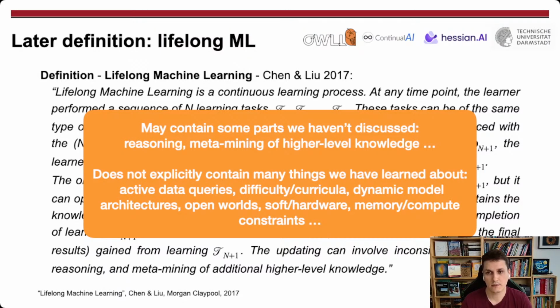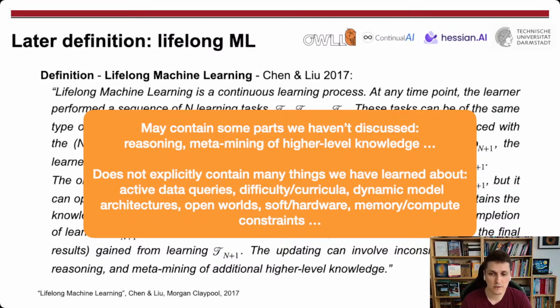And whereas this definition has in fact become longer and maybe slightly more comprehensive, circling back to my question of how useful it is to really pinpoint a precise definition of lifelong or continual learning, we really have to ask ourselves: is it possible to contain everything we've discussed in here? And is that something that we want in the sense of a frontier? This precise definition does contain some things we have not discussed yet, especially in the last sentence, like the updating can involve inconsistency checking, reasoning, and meta mining of additional higher level knowledge, which is something we'll see in a bunch of slides.